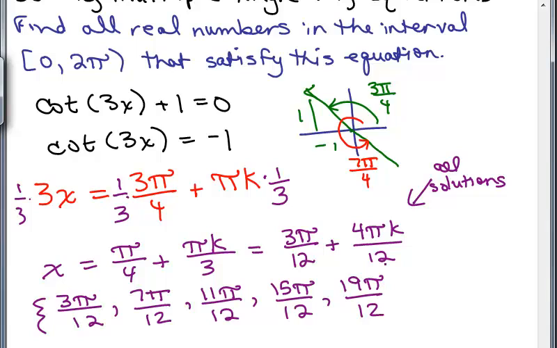Now, if I add one more to it, what happens here? I have 23. 23 over 12 is still less than 2, right? So 23 over 12 is good. But if I add 4 pi one more time to the numerator, I'm going to have 27 twelfths. That's going to be bigger than 2 pi. So these are the only solutions that are in that range 0 to 2 pi.